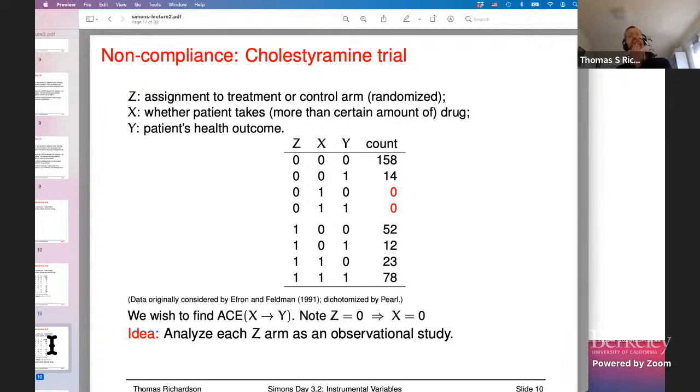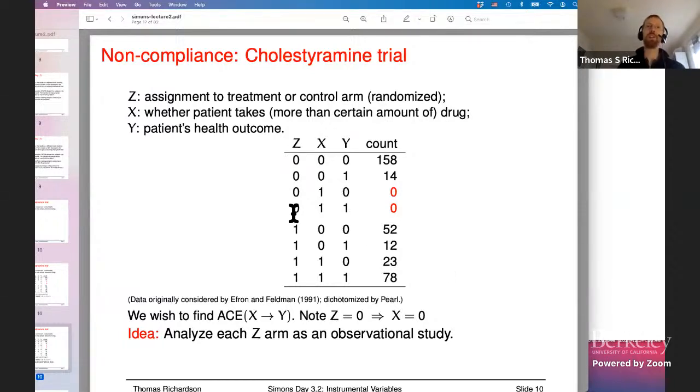So here's an idea. You could say to yourself, okay, well, that's a pity. People didn't do what we asked them to do. But maybe we could think about this as just two observational studies. So here's our first observational study, and here's our second observational study. We could think about this randomization as essentially just randomly assigning people to participate in one of two observational studies. And then what differs between the two studies is how likely people are to take the drug in those two observational studies.